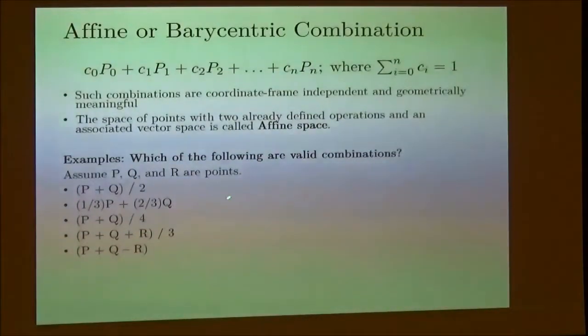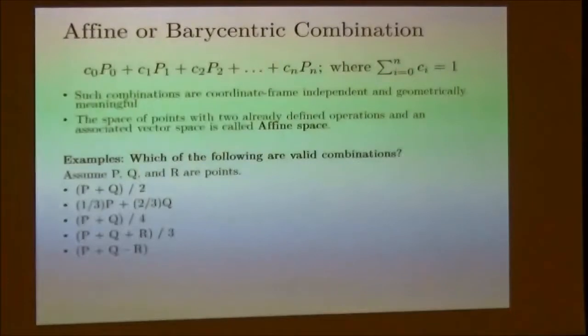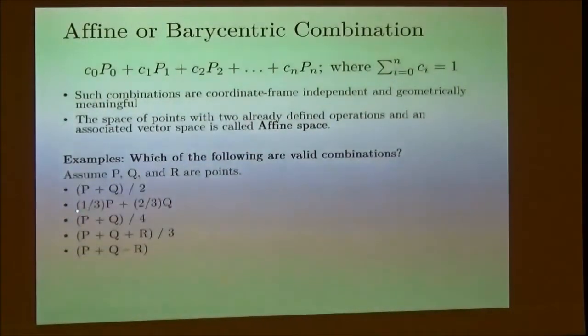So let's do some examples. Let's ask, which of these following are valid combinations? Assume P, Q, and R are points, then P plus Q over 2. Is that a valid combination? Yes? No? Yes. Because the coefficient is 1/2, coefficient is 1/2, you add them together, you get 1. Here also, this is okay, because this is 1/3, this is 2/3, you add them together, you get 1. No. This is clearly not, right? Because you don't get 1 over here.